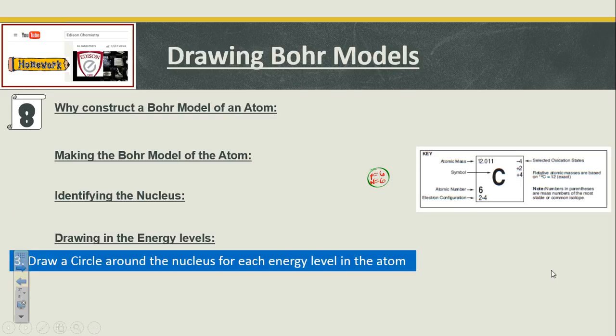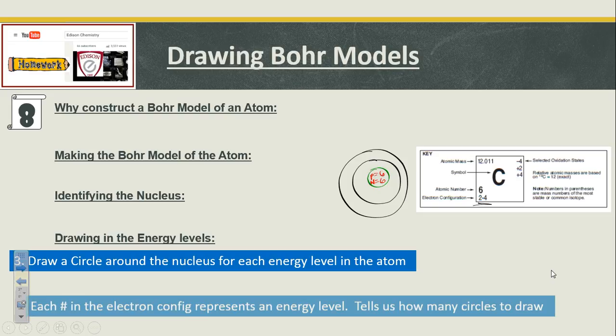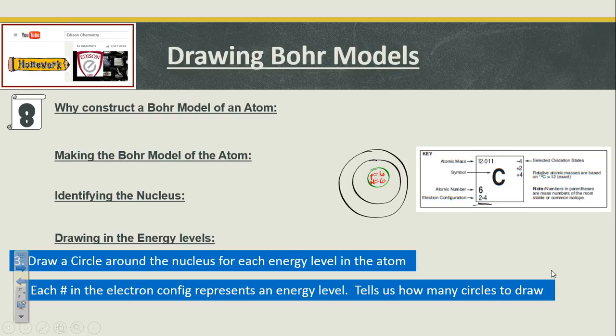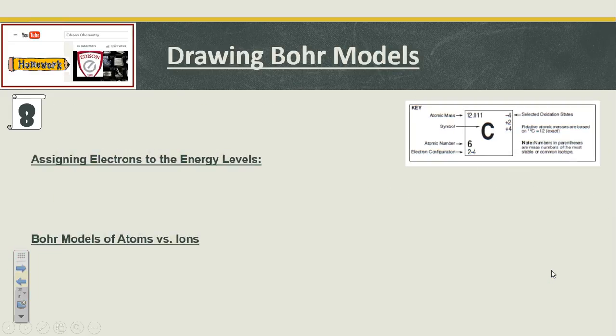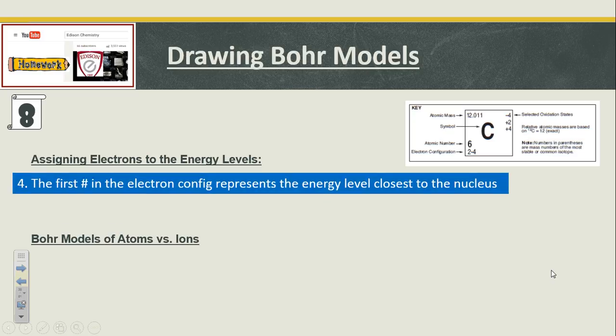To draw in the energy levels, we've got to draw a circle around the nucleus for each energy level in the atom, and that's presented by the electron configuration. This shows that there's 2 circles or energy levels. In reality, they're much more complex than that, but this is a very simple model of the atom. So each number represents an energy level. It tells me how many circles to draw. So, assigning electrons to the energy levels.